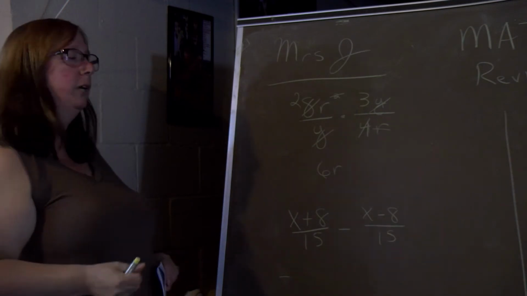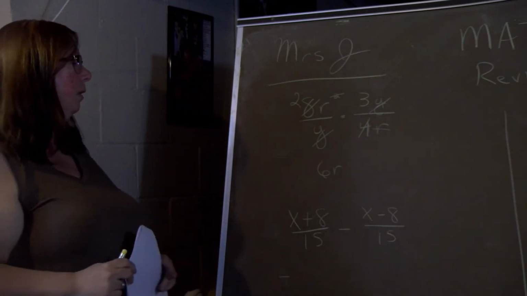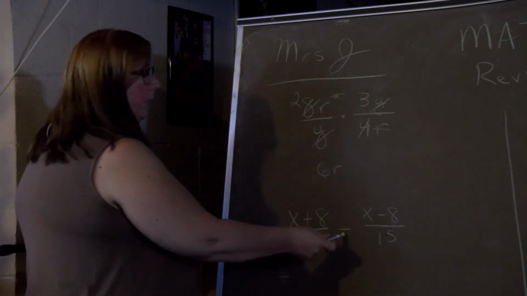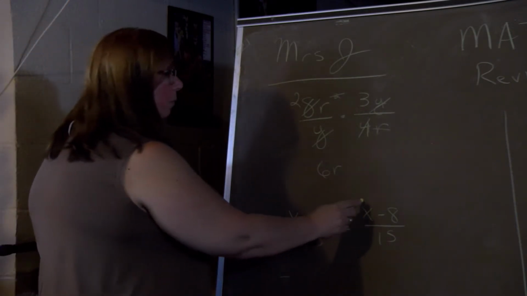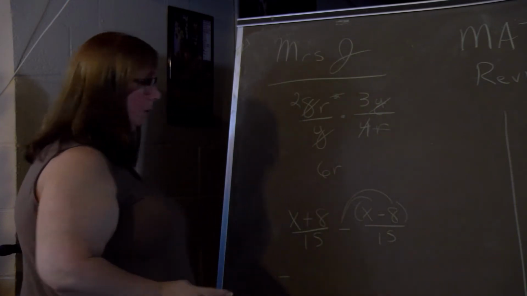When you're adding or subtracting fractions, you have to have a common denominator. In this one, we have a common denominator, but what you want to be careful of, this minus sign in front needs to distribute to both of those.